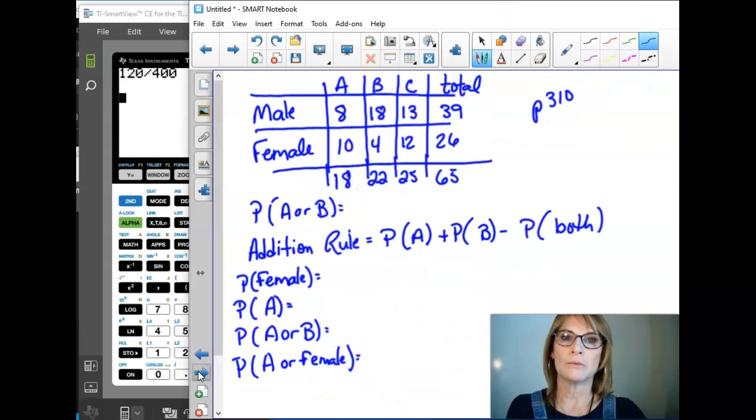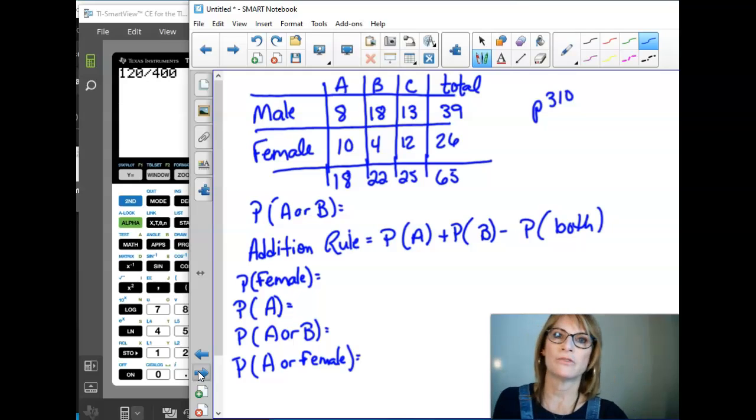This chart is on page 310 in your book. It is a way of organizing your data. It's sort of a frequency table so we can keep up with everything. So this is for a class where we had males and females in the class, and they either made an A, a B, or a C.